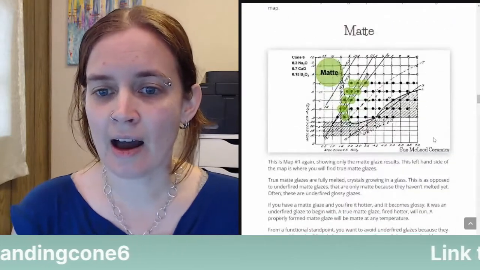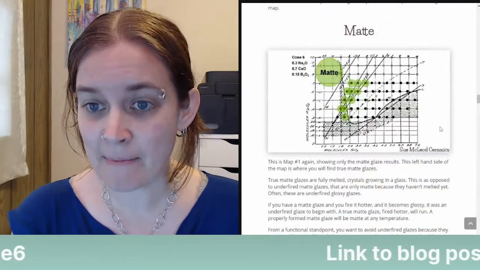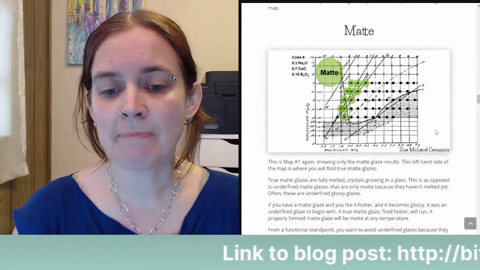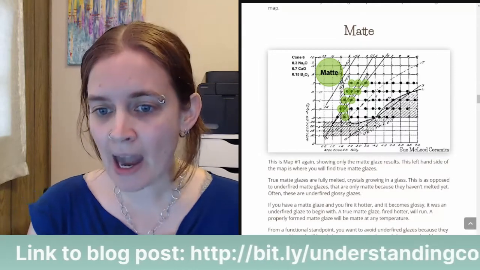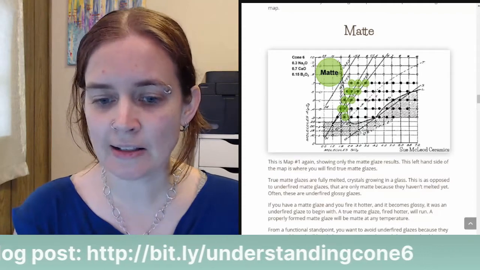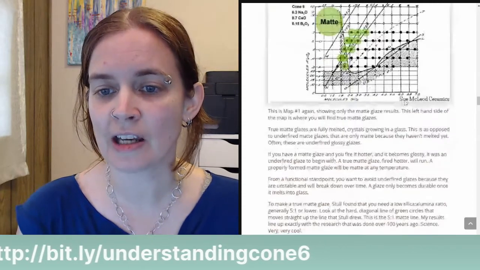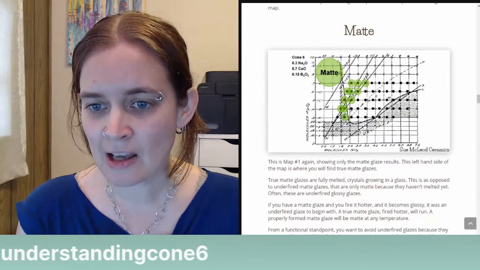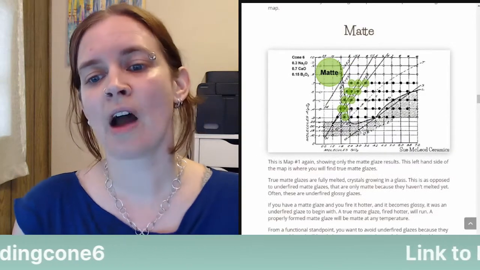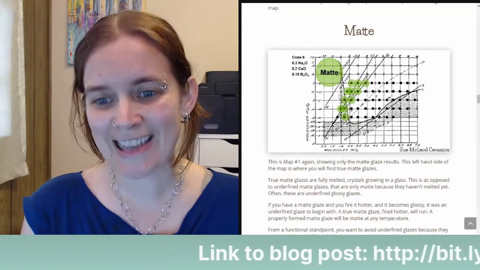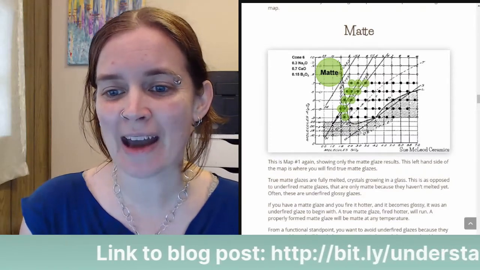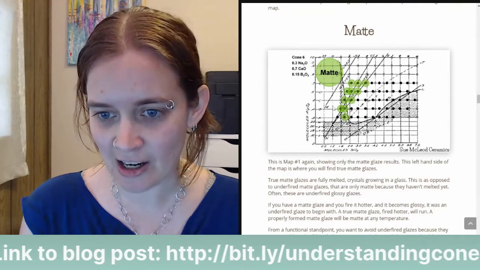And then the matte glazes. So this is map number 1 again, 0.3 to 0.7, showing only the matte glaze results. This left-hand side of the map is where you will find true matte glazes. So all of these green circles represent where all the matte glazes fell. And as you can see, they also follow the patterns of Stull's prediction here.